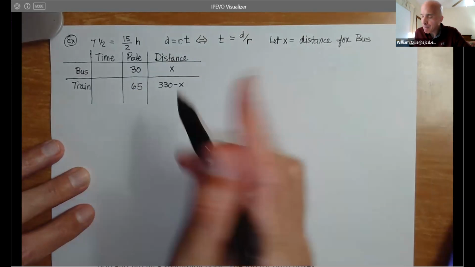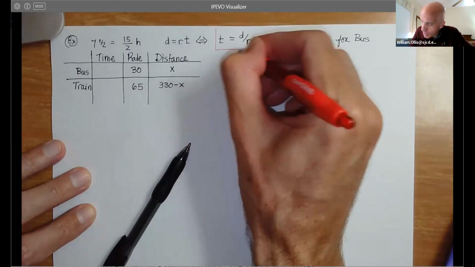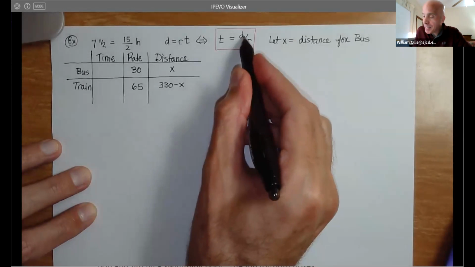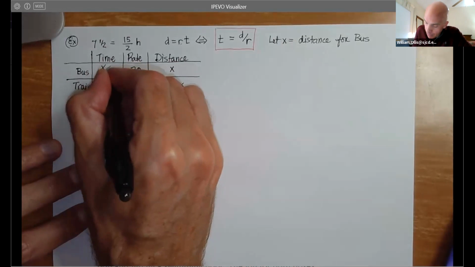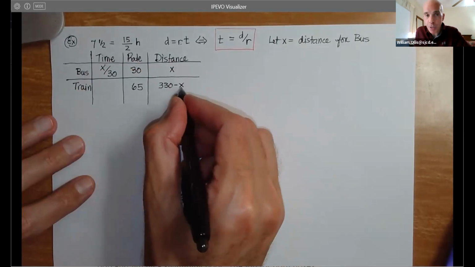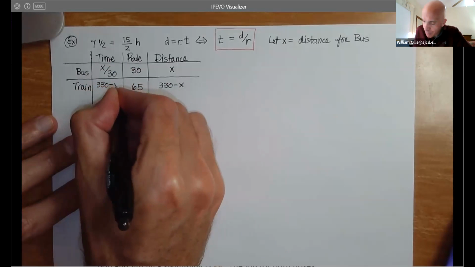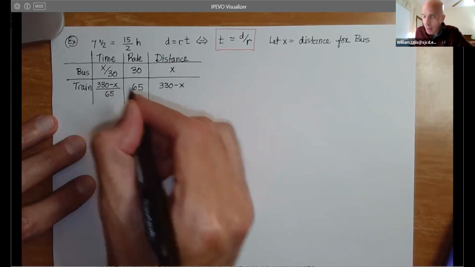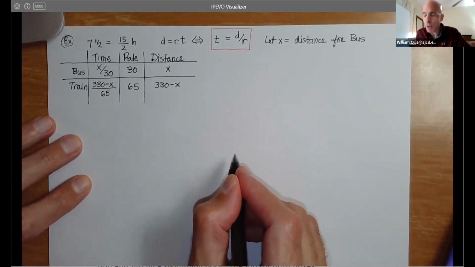Now, to get the time, we go over here and we've got our equation. For each leg of the journey, the time will be D divided by R. So we say X divided by 30. And here for the train, we have 330 minus X divided by 65. Now the numbers here aren't as nice. I mean, the numbers are not as compatible. So we're going to have to do a lot of number theoretic calculations here to work this problem out symbolically, but that's good practice.